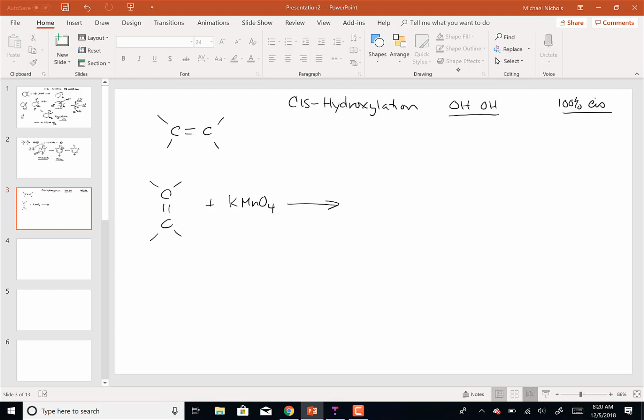So what we're going to end up doing is adding 2 OHs to the double bond. And those 2 OHs will be 100% cis.